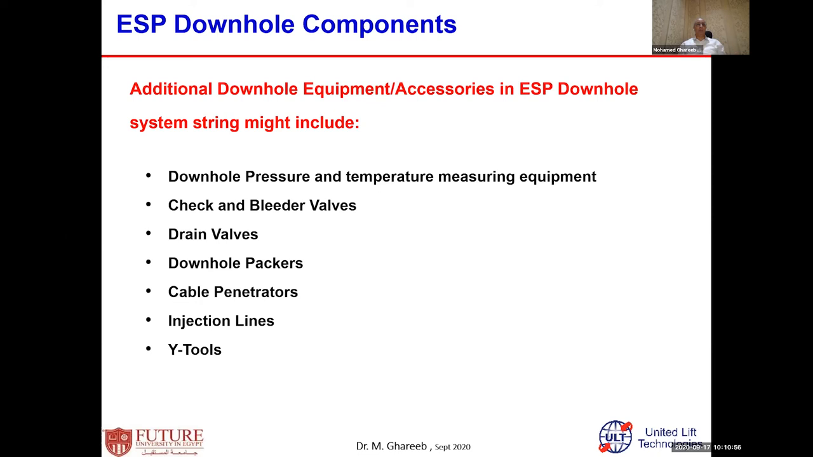A drain valve will be on top of the check valve. In case I have some failures in the downhole equipment and the well is equipped with a check valve and a drain valve, and they need to pull out, then I open the drain valve. There are different techniques for how to open the drain valve in order to open communication between the tubing and the casing, and allow the fluid in the tubing to go into the casing until it stabilizes, and then I start to pull.